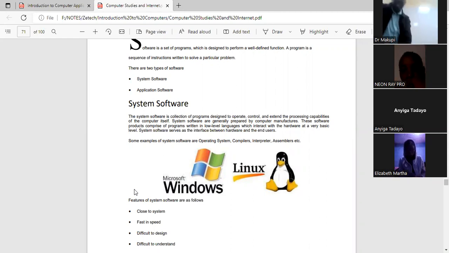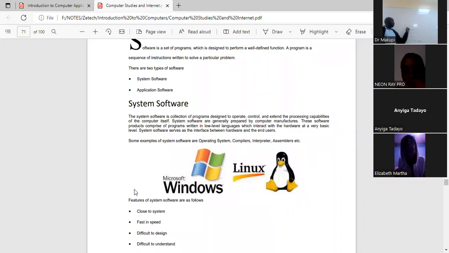So when I talk about the first generation languages, I mean machine language. When I talk about second generation languages, I mean assembly language. Third generation languages, I mean high-level languages. In fourth generation languages, I mean languages such as SQL. Then fifth generation languages are languages used in AI and machine learning, for example Python.